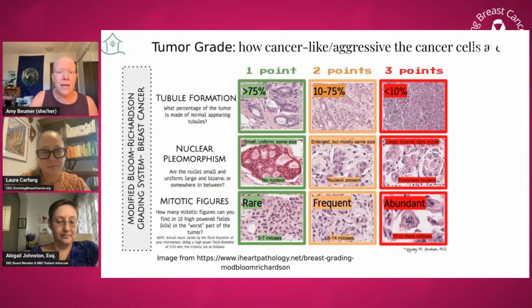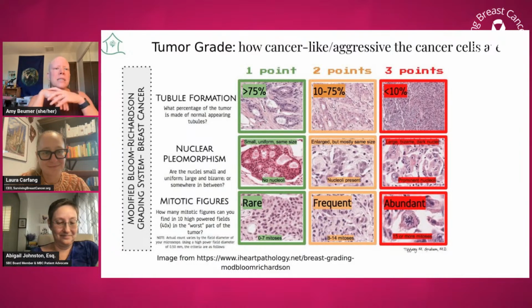That's a high score. That does not look normal. That is cancer-like, right? So they look to see the basic formation of the tissue. Then they also look at nuclear pleomorphism. What? So that's just saying how weird the nucleus is.